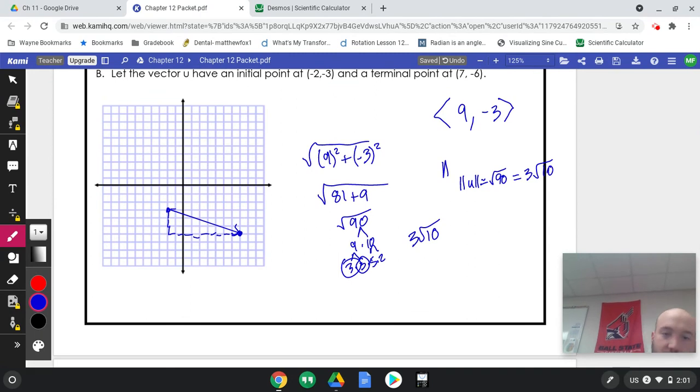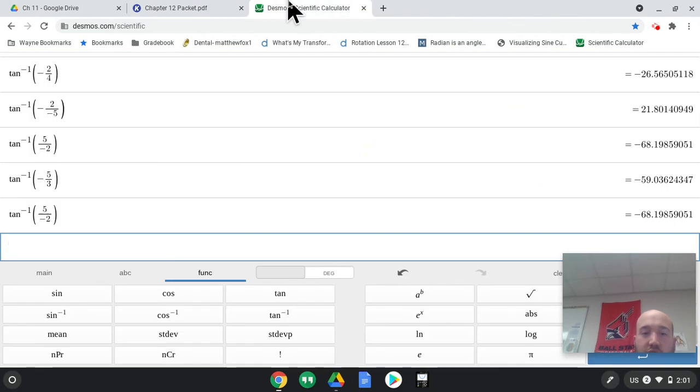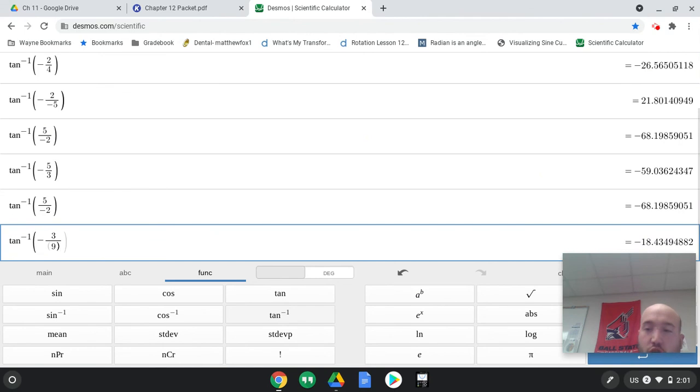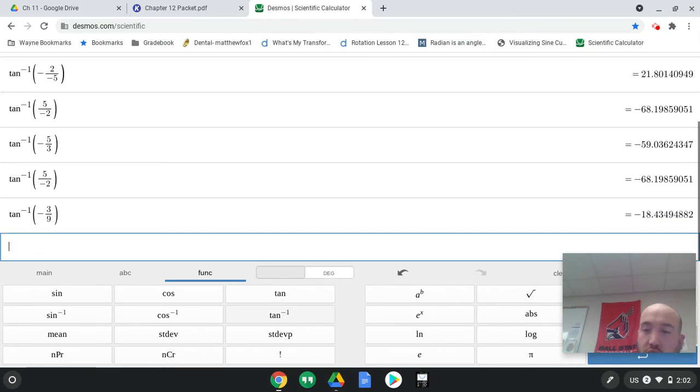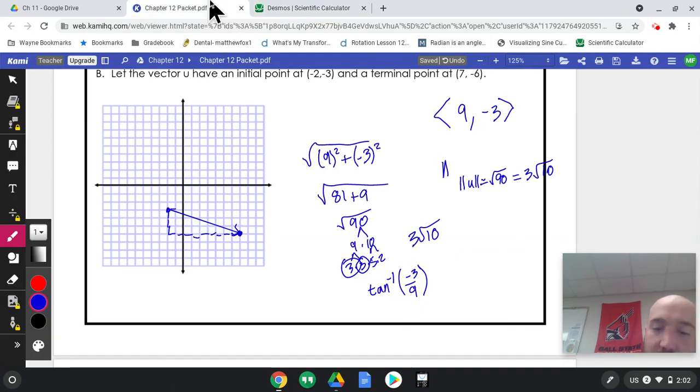Okay, then the final thing we got to do, we got to take the inverse tan. Now, you know this one is down and to the right, so that's going to be quadrant 4. Inverse tan, negative 3 divided by 9. Okay, so inverse tan of that will be negative 3 divided by 9. If we hit enter, we get negative 18.4. So we'll round that negative 18. And then don't forget, you got to add 360 onto that. So our final answer, we get 342 degrees.